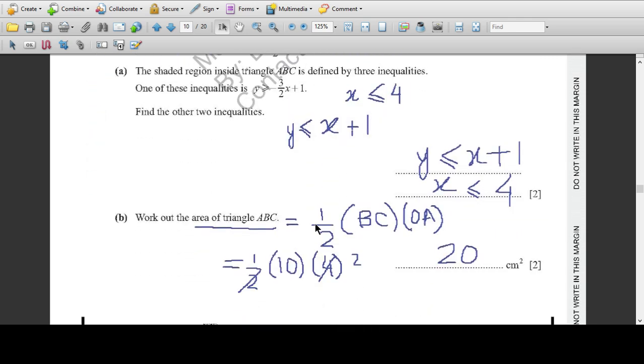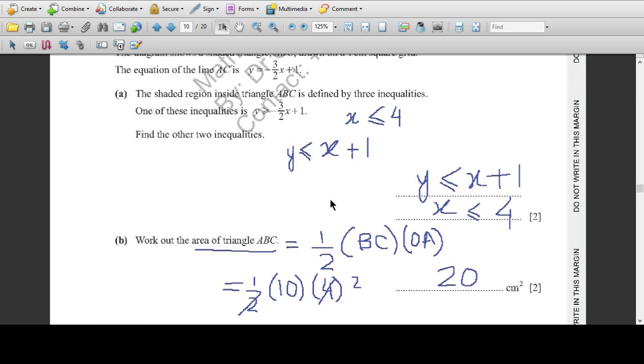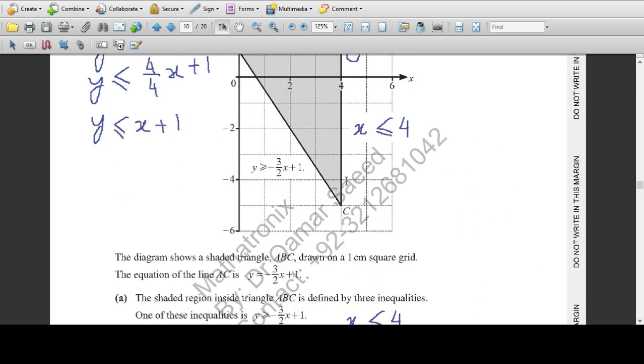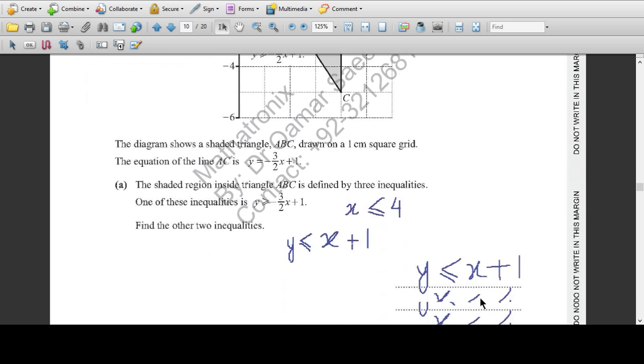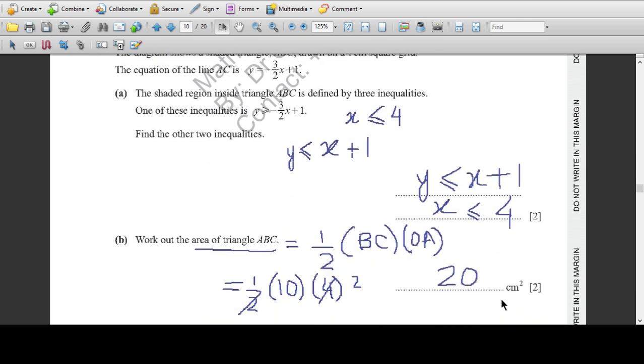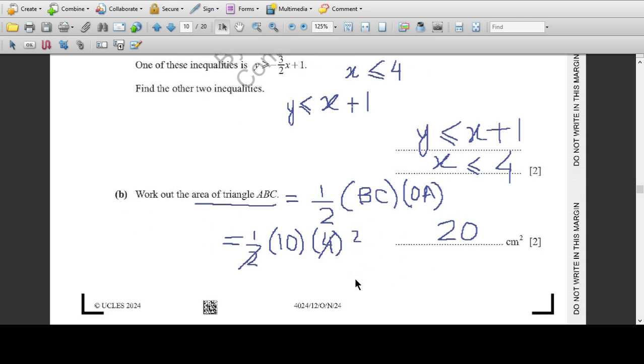So the area is written as breadth into height and half, because this is a triangle. So this OA is 4 and BC is 10. So 1 upon 2 into 10 into 4, 2 twos are 4, 2 tens are 20. So 20 centimeters square, because this is all given in centimeters. Centimeters into centimeter is centimeters square. So this is part B.